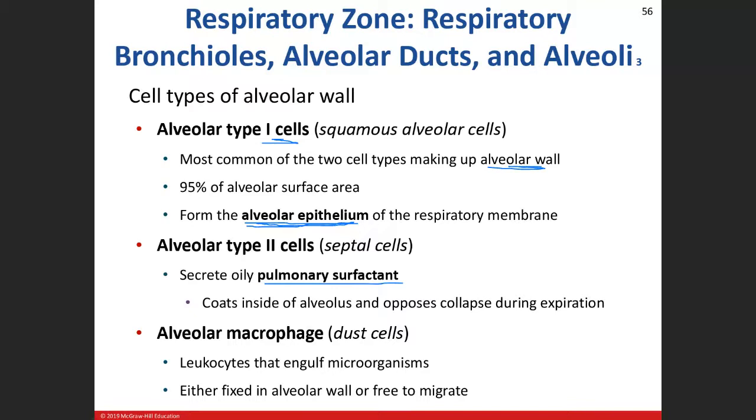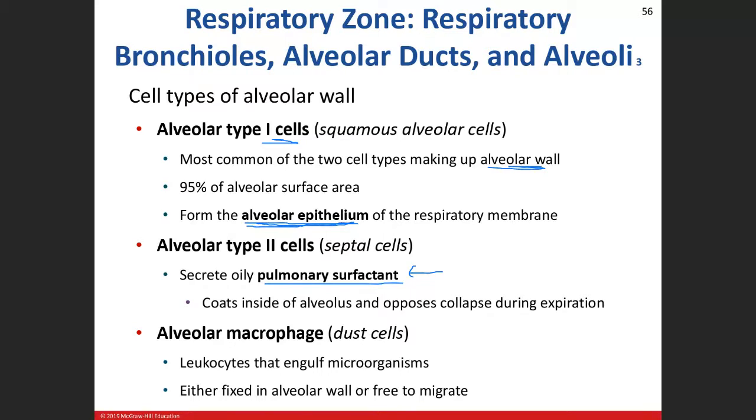You don't start producing the surfactant until week, I want to say it's 24 or week 26. That's why with premature children, they want to make sure that they can get them to develop inside of mom up until about week 26, because by that time, these cells have started to produce surfactant. If they don't produce surfactant, then the alveoli will collapse on each other, okay? And you can't have respiration with collapsed alveoli.